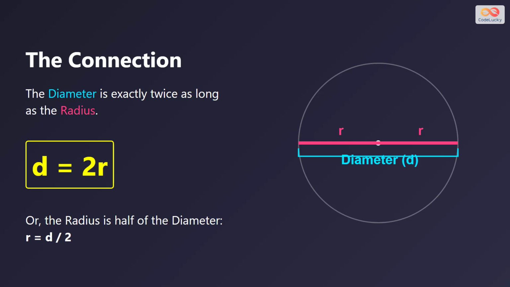There is a simple connection between these two parts. The diameter is exactly twice as long as the radius. This means if you have two radii joined in a straight line, they make one diameter. Mathematically, we say d equals 2 times r.